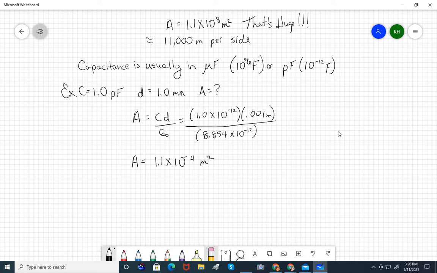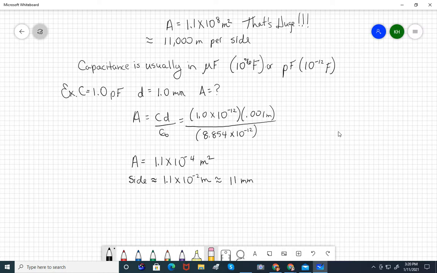That means if we think of a square, each side would be about 1.1 times 10 to the negative 2 meters, which is approximately 11 millimeters. Much easier to visualize a capacitor that's 11 millimeters on each side, not one that's 11,000 millimeters on each side.